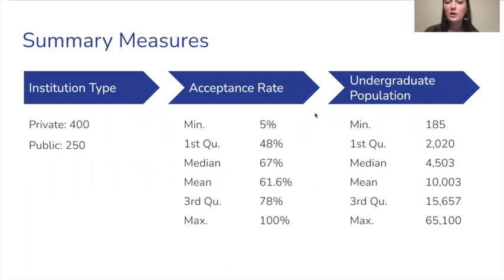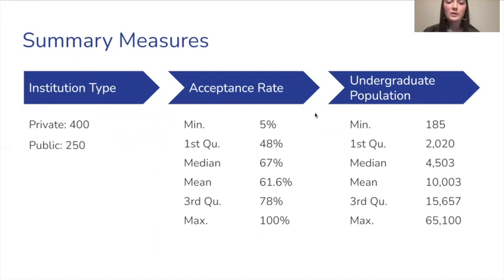We were able to gather a lot of useful information by looking at summary measures of some of the relevant variables. For the institution type, the institutions were categorized as either private or public, with 400 of the 650 in the dataset being private. When looking at the acceptance rates of the institutions, the rates ranged from 5% acceptance to 100%, and the average acceptance rate across the dataset was 61.6%.